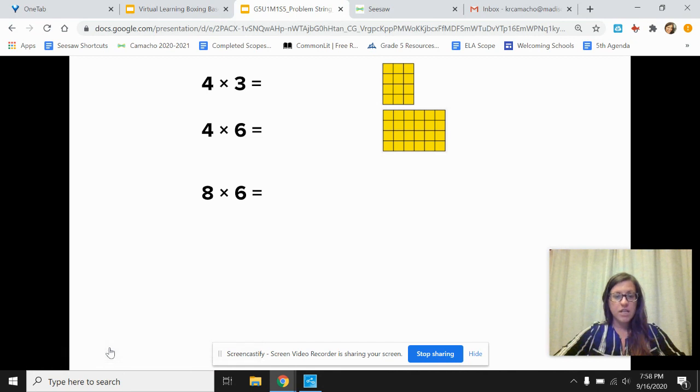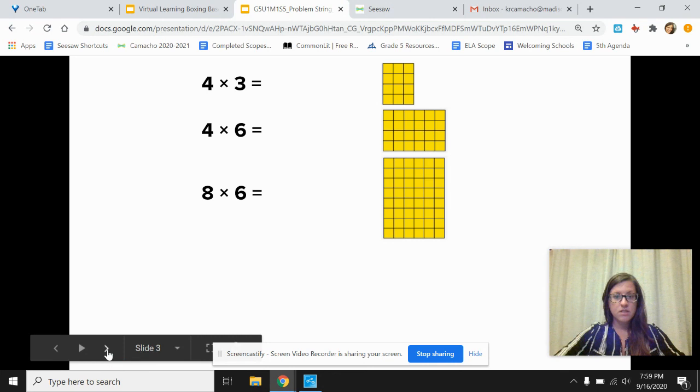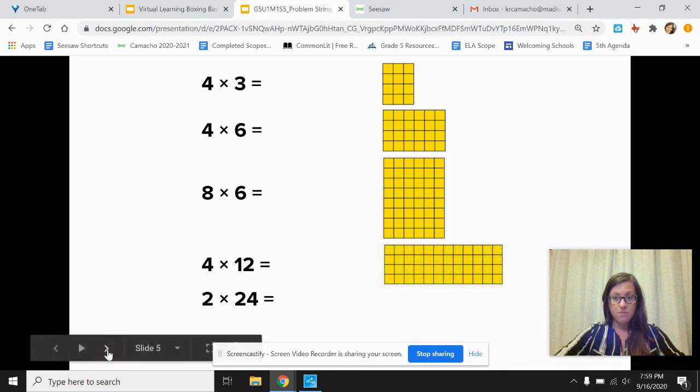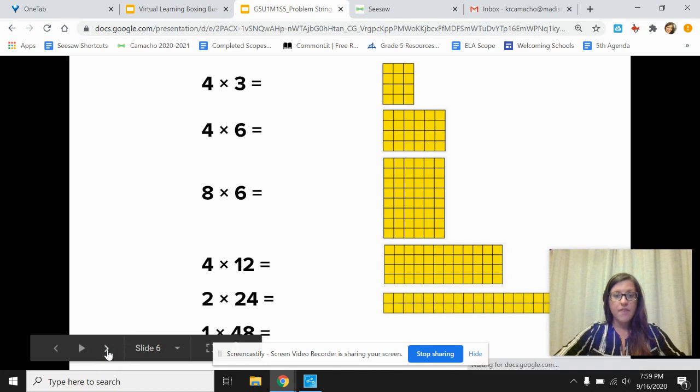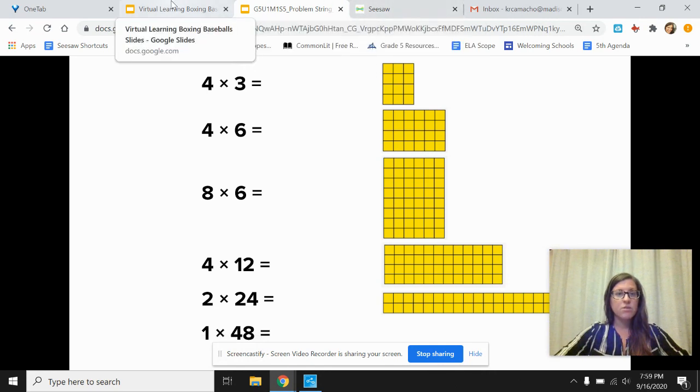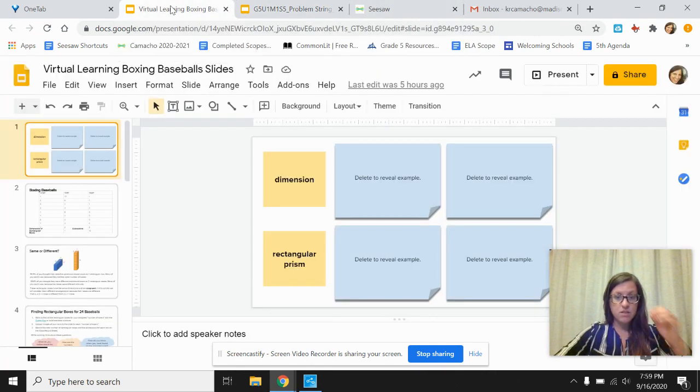You are going to continue this pattern by solving 8 times 6, 4 times 12, 2 times 24, and then 1 times 48. And you're going to be talking about the pattern you notice with all of these problems. And you can talk about the pattern with these arrays, or you can talk about it with the factors or with your answers. So let's move into Brad's baseballs.